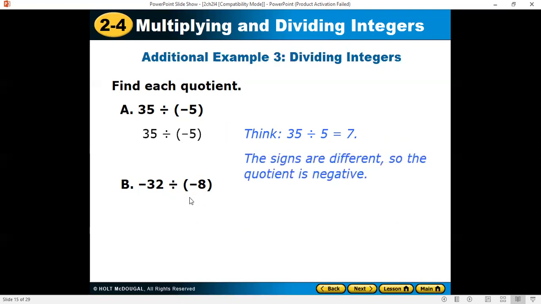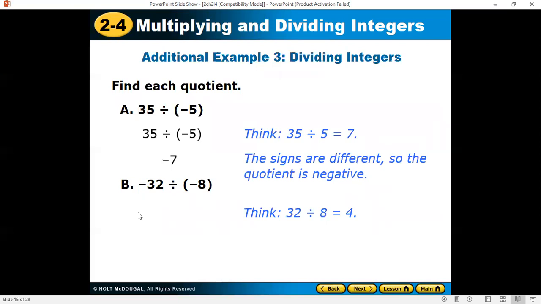Next, negative 32 divided by negative 8. Negative divided by negative will equal positive. Then, if you think 32 divided by 8 was 4, the opposite of negative 32 was 32. The opposite of negative 8 was 8. Then 32 divided by 8 equals 4.